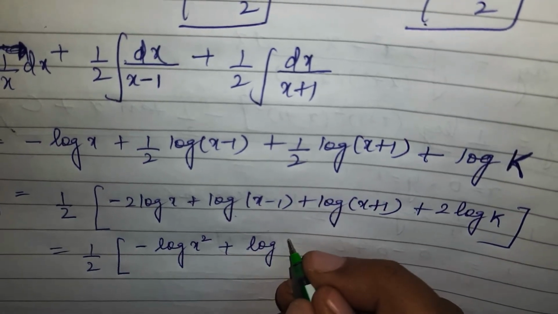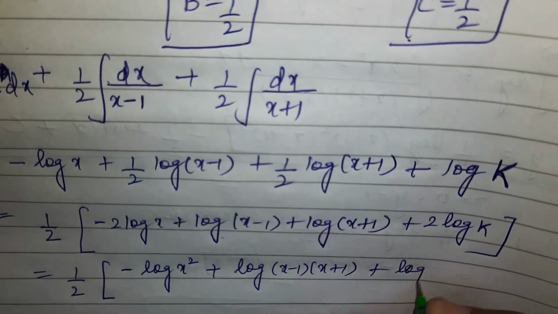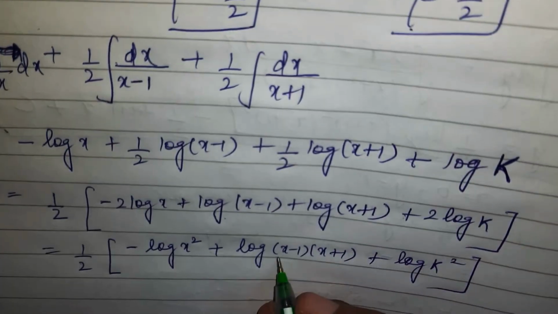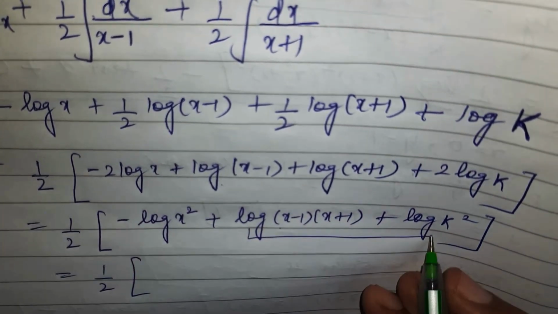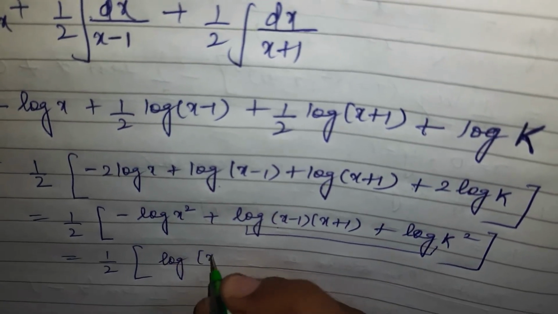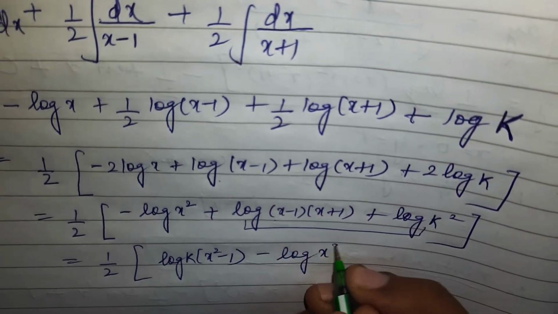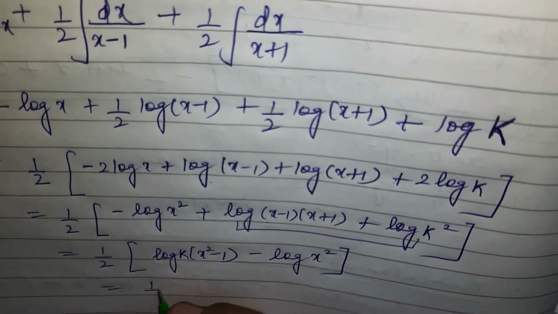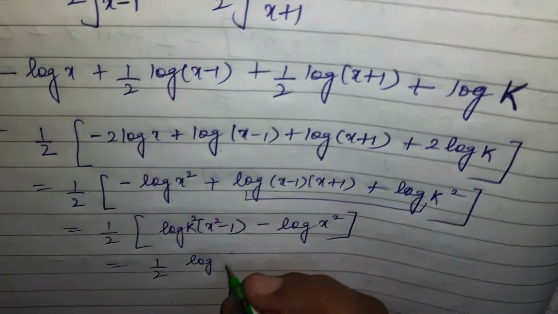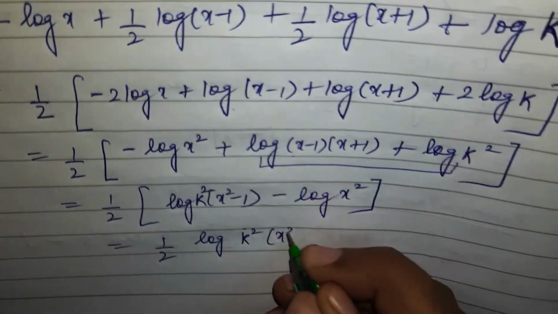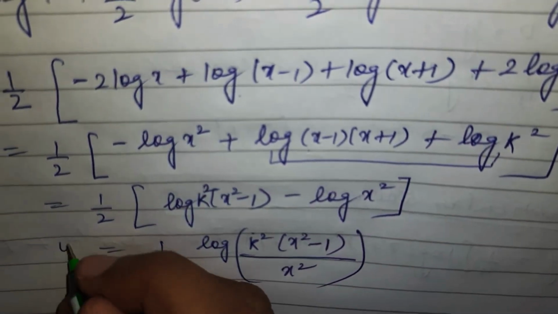Log m plus log n will be log of (x minus 1)(x plus 1) plus log k square. So what you need to do, log m plus log n, so 1 by 2, this term will become log of (x square minus 1) into k minus log x square. Now log m minus log n is log of m by n, so I will be getting 1 by 2 log of k square into (x square minus 1) upon x square, and this is y.